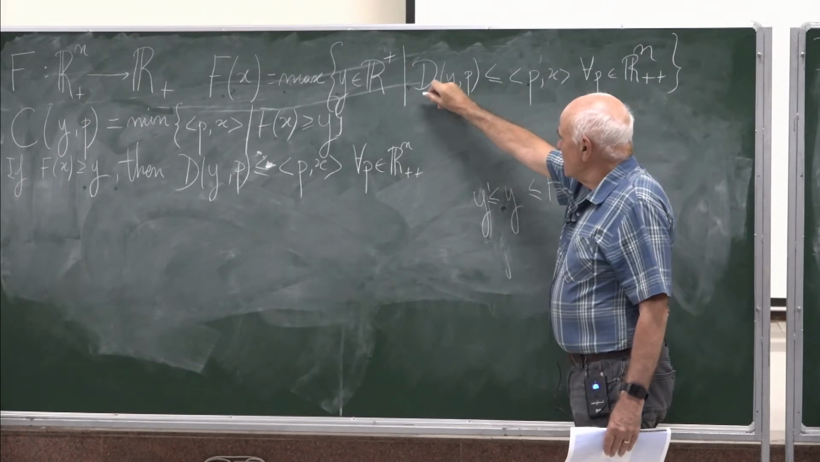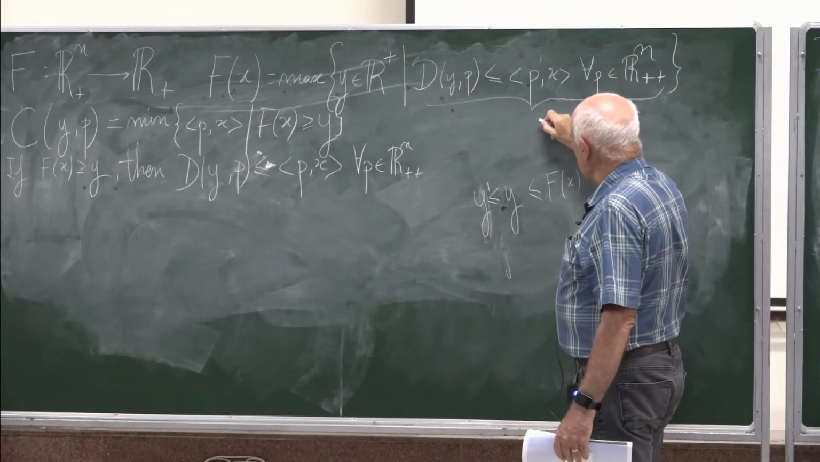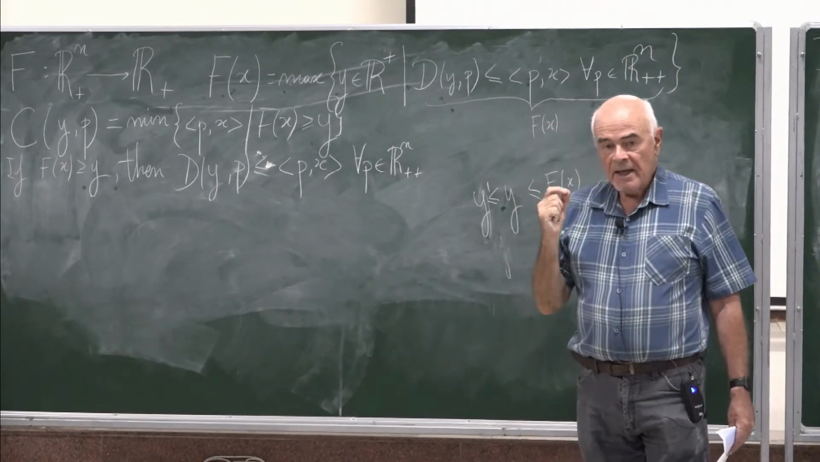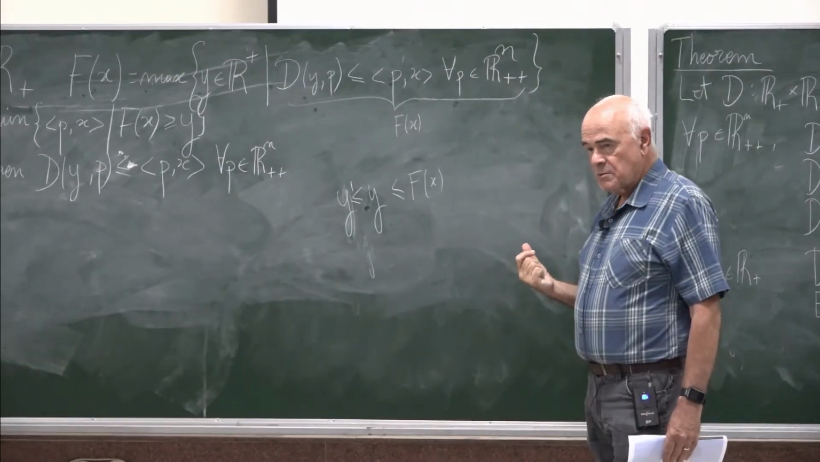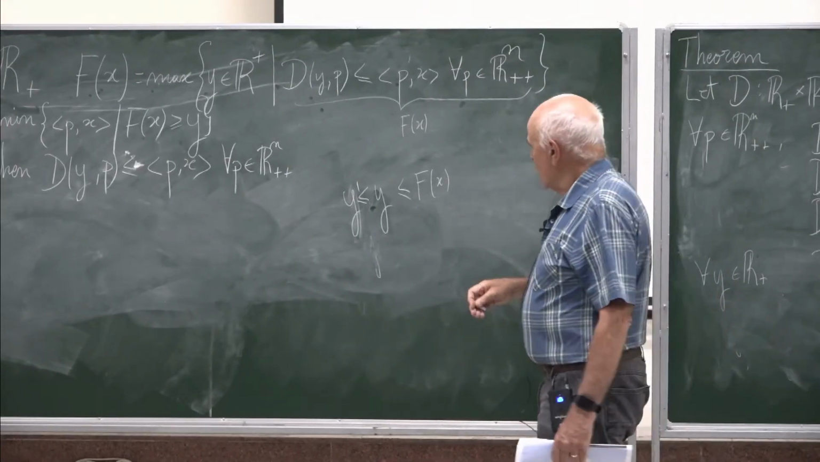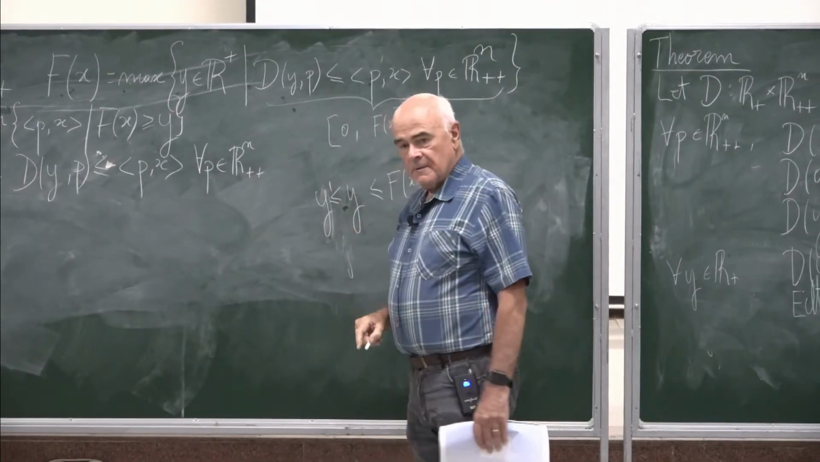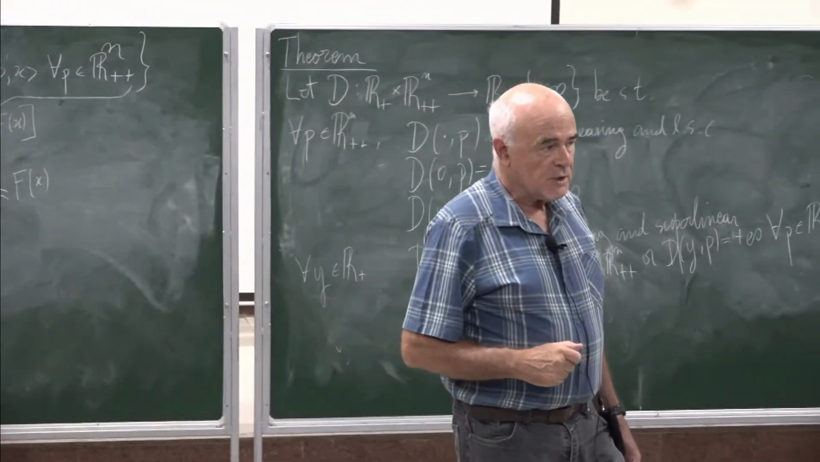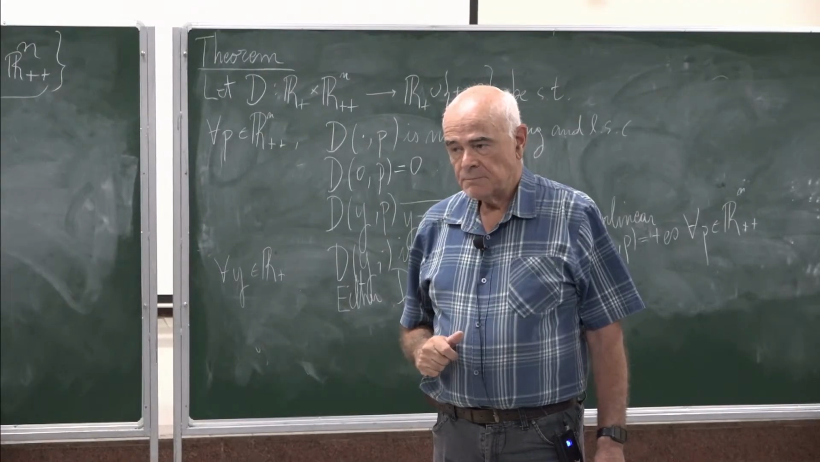I'm considering the set of y satisfying this. And this is the maximum. f of x is the maximum y. But I say every number smaller than f of x satisfies this condition. So this means that the set of y's of this type is of the type 0 f of x. Okay?